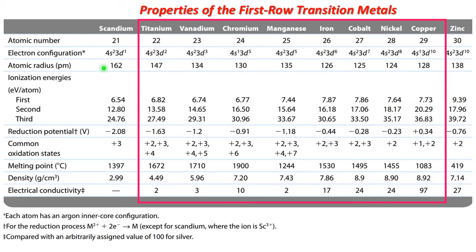Size of atom goes down as usual with the number of the group. So scandium is the largest, and nickel is the smallest. Copper is slightly higher, and then it comes back with zinc.